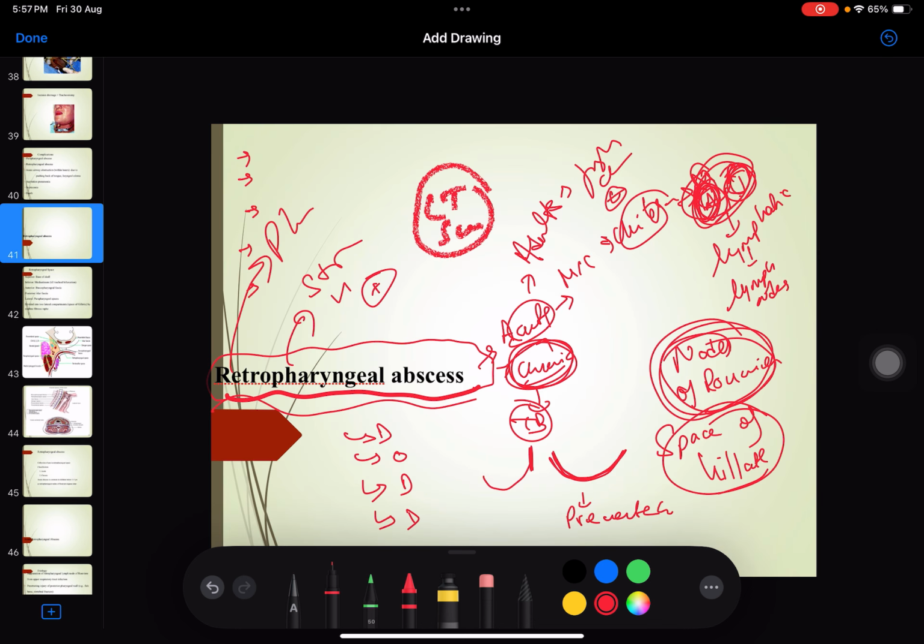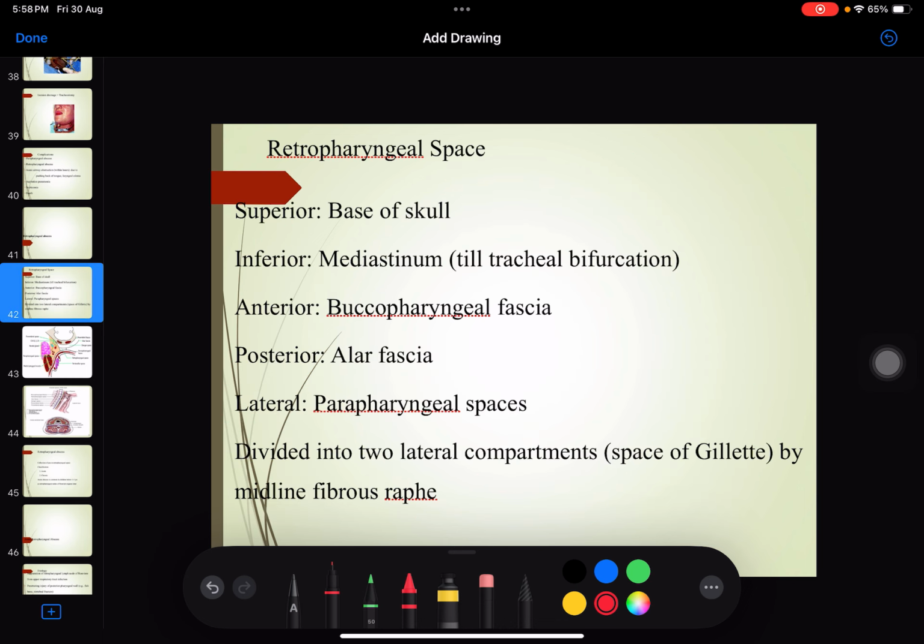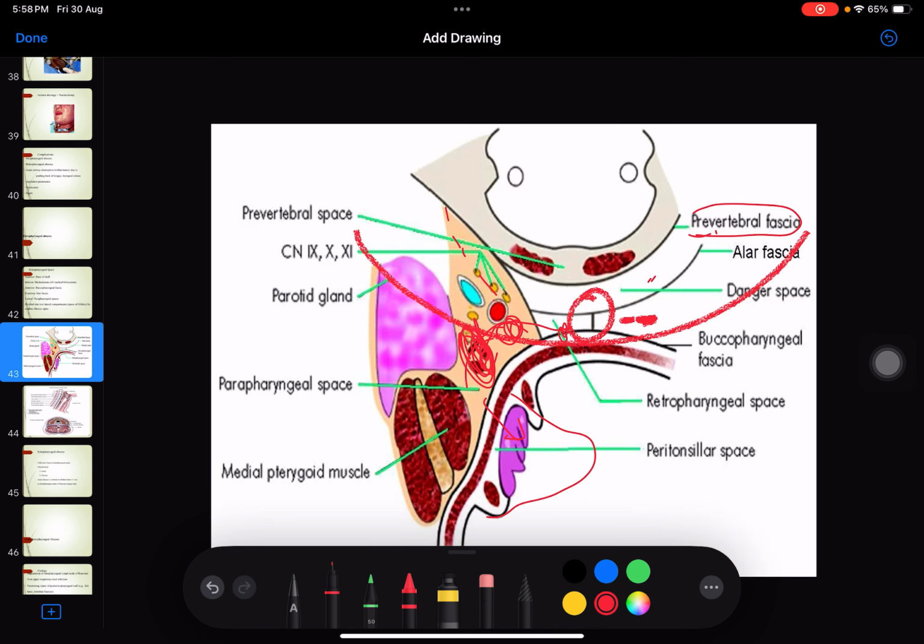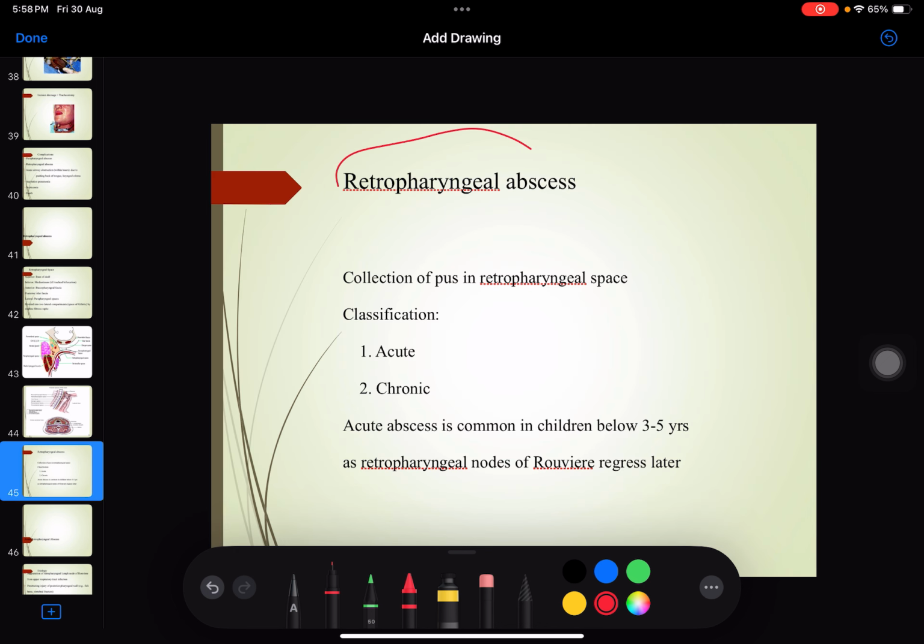Sometimes it's also written that in retropharyngeal abscess you can see hot potato voice, but whenever we talk about hot potato voice, it's more common in peritonsillar abscess. But in some areas it's also written that hot potato voice is one of the features of retropharyngeal abscess. So just don't restrict yourselves to hot potato voice being only peritonsillar abscess. So let's talk about retropharyngeal abscess.